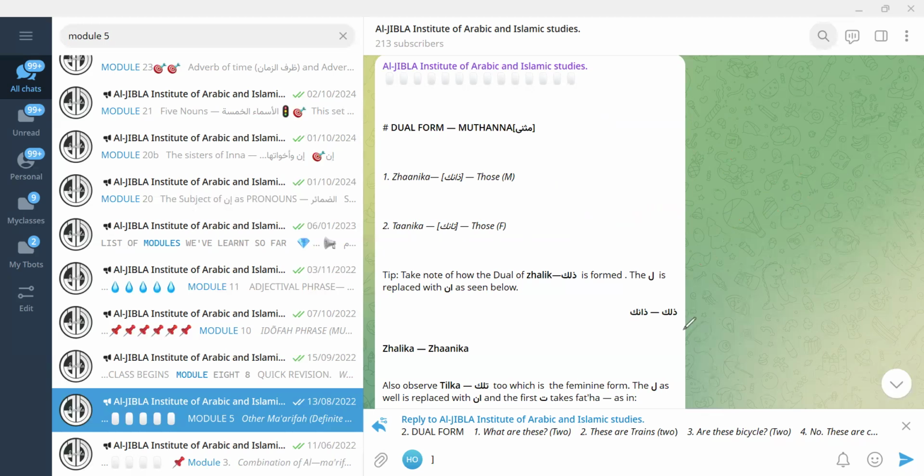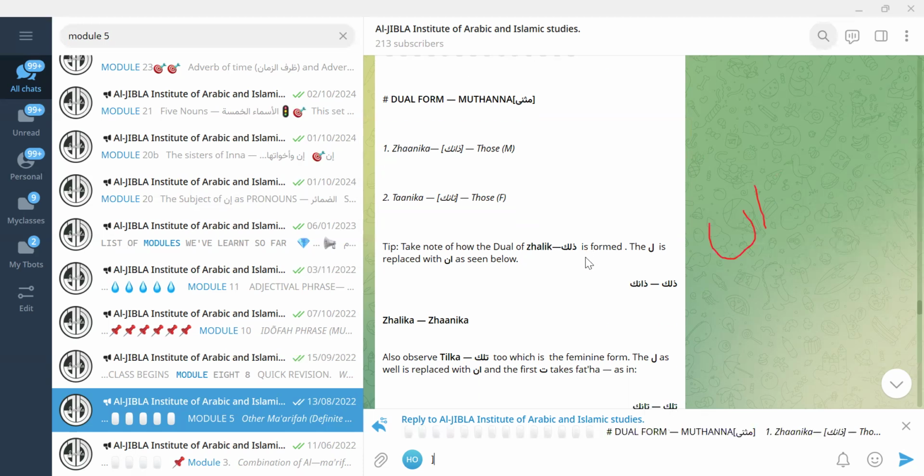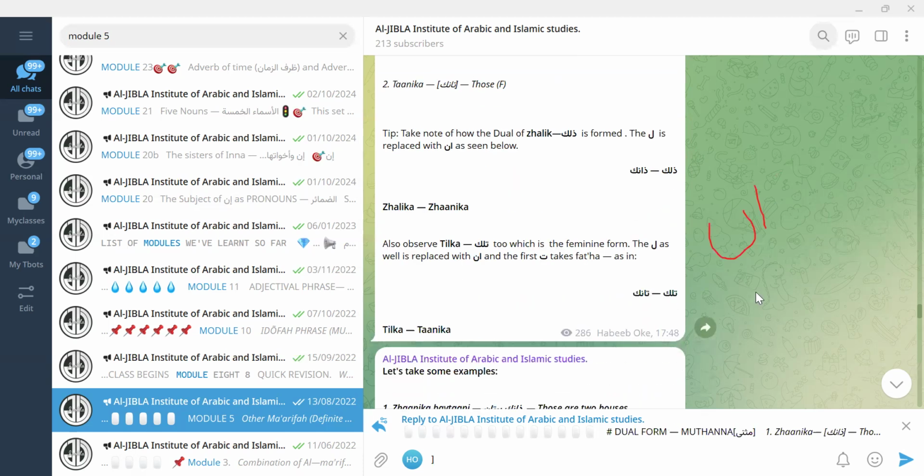So we just have it. ذلك becomes ذانك. The alif and nun that we said, the alif is main and the nun is inserted in between the dhal and the kaf. That's the only difference. And for the feminine, tilka, we remove the lam and we replace it with alif and nun. Tanka.